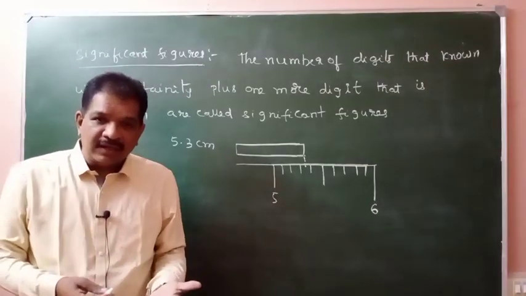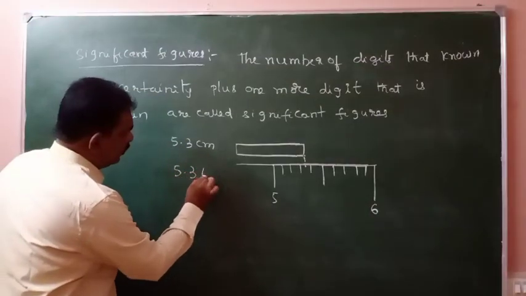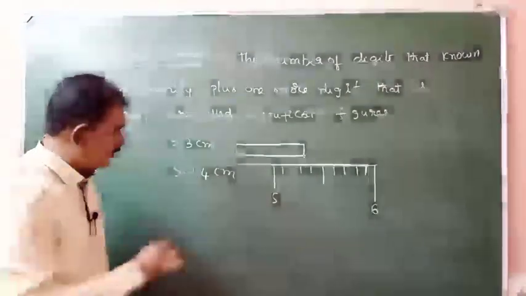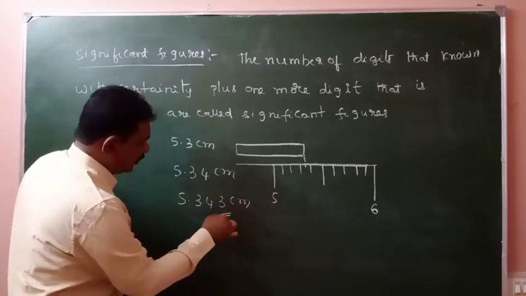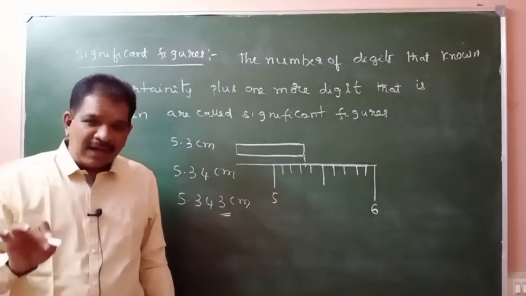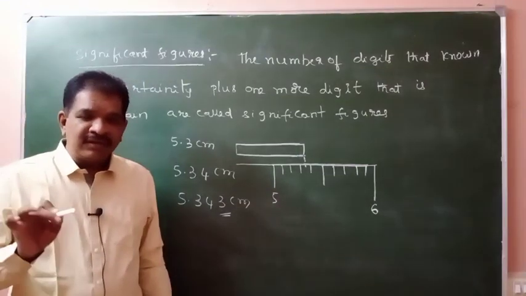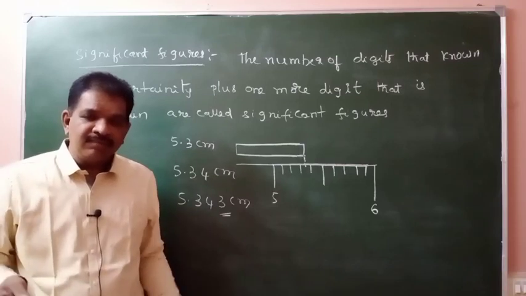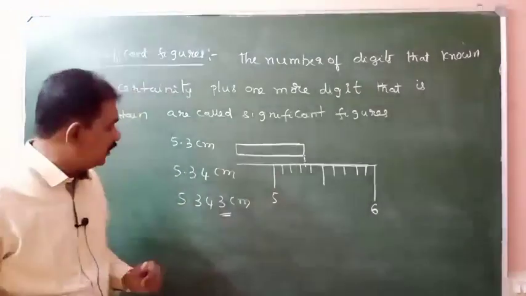Using vernier calipers, we measured the length. It came as 5.34 centimeters. Using a screw gauge, we measured the length. It came as 5.343 centimeters. So, in any measurement, what will happen? The last digit will always be uncertain. The number of digits that are certainly known to us plus one more uncertain digit, combined, are called the significant figures.